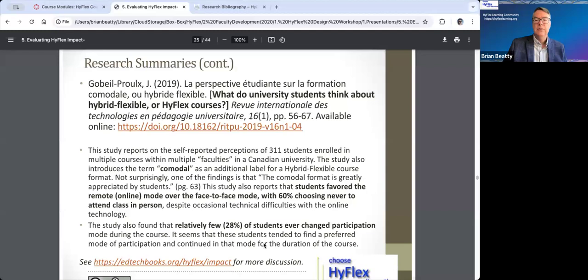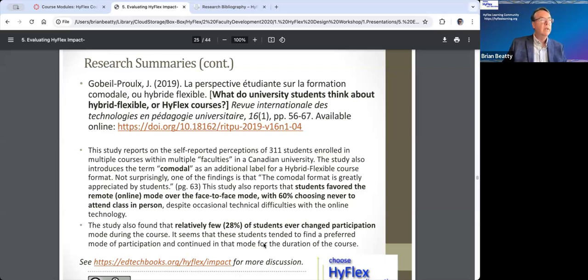And this shows, in their study, this was once again a few years ago, students favored the remote or the online mode over the face-to-face mode. 60% of them never attended class in person. So these numbers were different than mine. They were more shifted towards online, and there may be various reasons for that. But that would be one thing to look at.